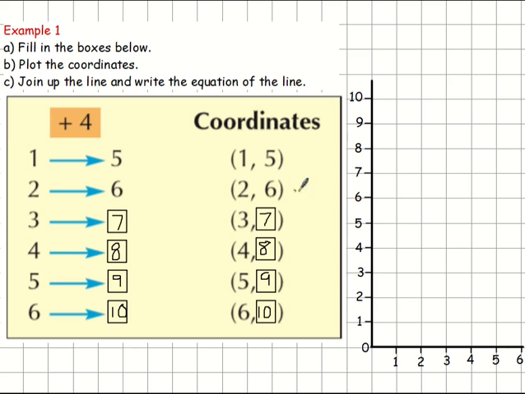So let's plot this coordinate here, 1, 5. So along the corridor to 1, up to 5. There's my first coordinate, done that one. 2, 6. There's that coordinate. 3, 7. 4, 8, 5, 9, and 6, 10. So I've got a nice straight line there, which I'm going to join up in a moment.